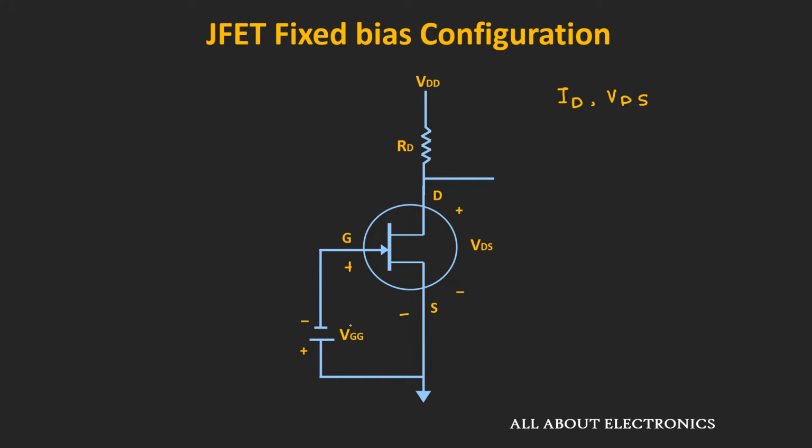So if we apply the KVL for this loop, then we can write VGS is equal to minus VGG. So this voltage is appearing between the gate and the source terminal. And from this voltage, we can find the drain current. So we had seen that the drain current ID can be given as IDSS times (1 minus VGS divided by VP) whole square. But this expression is valid whenever the JFET is operated in the saturation region.